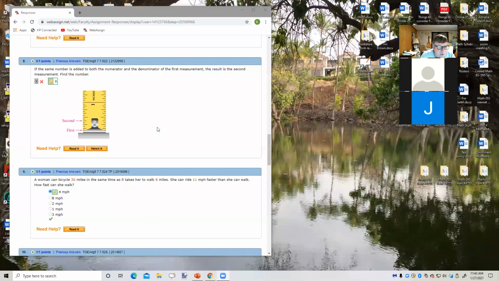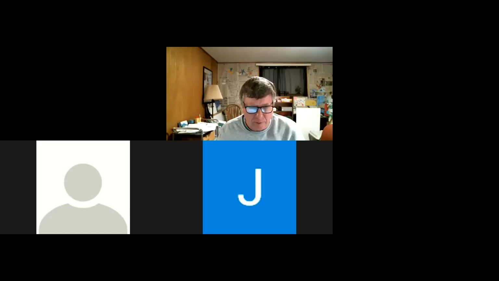If the same number is added to both the numerator and the denominator of the first measurement. Okay, so this is a tape measure, and each of those little hash marks is 1/16 of an inch. So our initial fraction is 1/16. If the same number is added to both the numerator and the denominator, so we're going to get 1 plus x over 16 plus x. The result is the second measurement, which would be what? 1, 2, 3, 4, 5, 6/16. But I could take 6/16 and reduce it down to 3/8. Okay. So my equation should look like that.